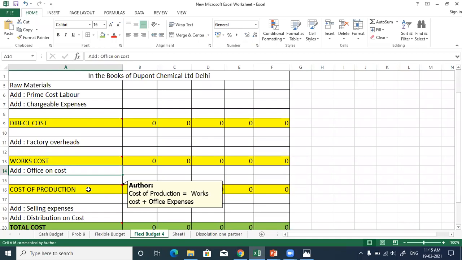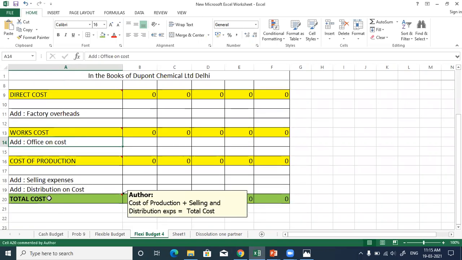Cost of production equals to works cost plus office expenses. येस, वर्क्स कॉस्ट प्लस ऑफिस एक्सपेन्सेस. वर्क्स कॉस्टवरती ज्यामध्ये आपण ऑफिस एक्सपेन्सेस ऍड केले तर तुम्हाला मिळणार आहे कॉस्ट ऑफ प्रोडक्शन. मग कॉस्ट ऑफ प्रोडक्शनमध्ये काय ऍड केलं तर तुम्हाला टोटल कॉस्ट भेटेल.